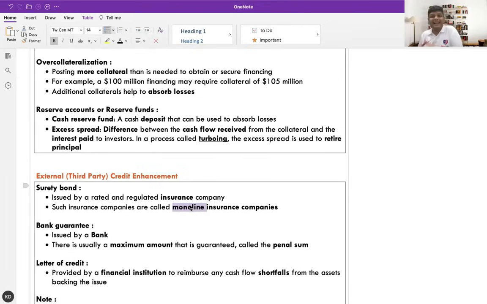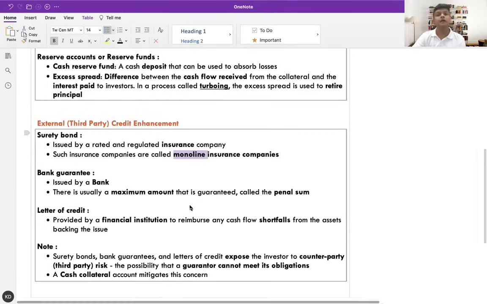So my credit risk is insured by someone else. That's called a surety bond. Now, many times banks do this. So when this credit assurance is given by the bank, it's called a bank guarantee. Clear? The same you do when you do import.